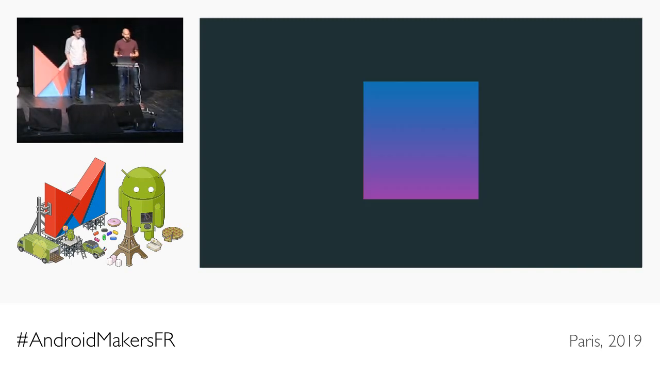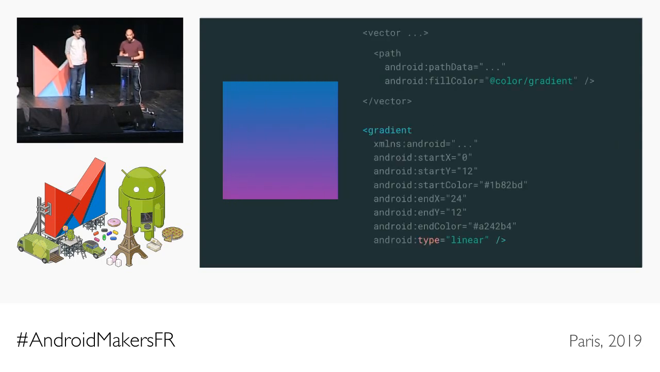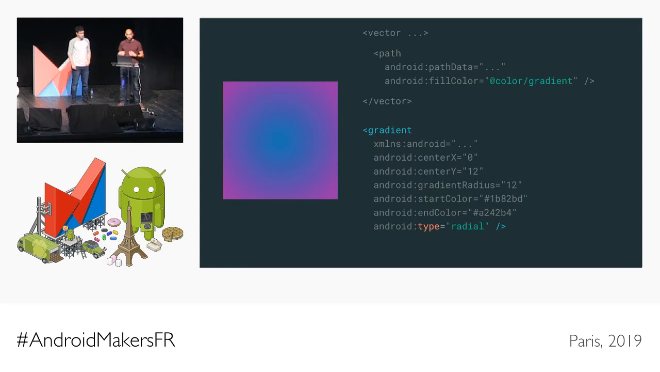Another advanced feature of vectors is they support gradients. So we support 3 different types of gradient. There's a linear gradient, which you define as this. You have to give the definition of the start XY and end XY and start and end colors, and it will do a gradient between those colors. We support radial gradients, which take a center point and a gradient radius. And the last type we support is a sweep gradient, which just takes a center point and does a sweep around from one color to the other.